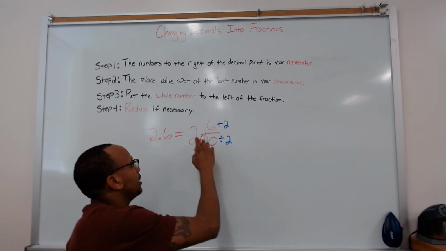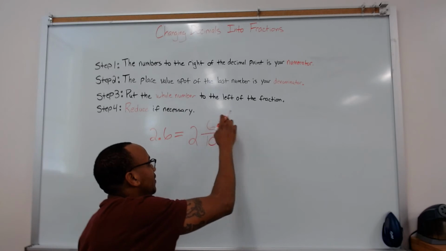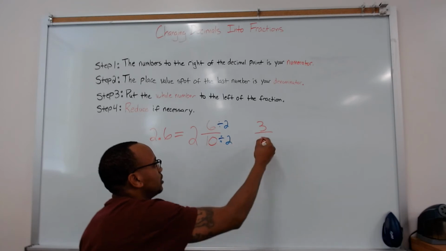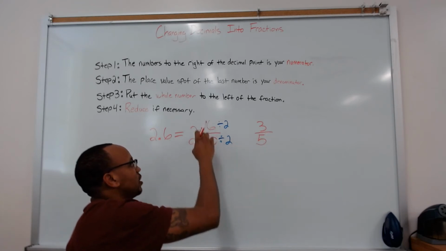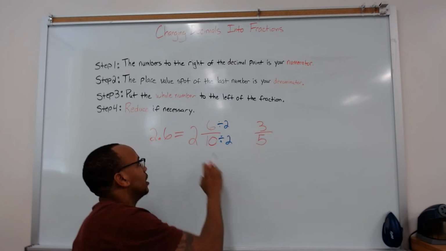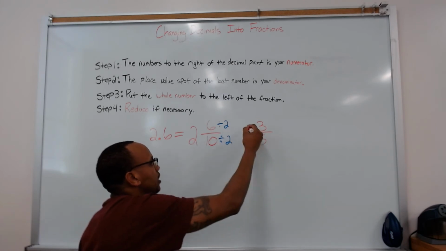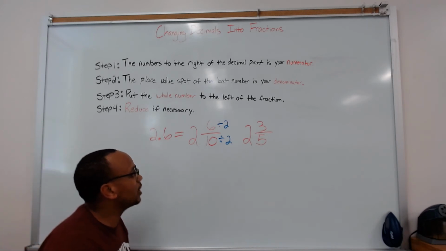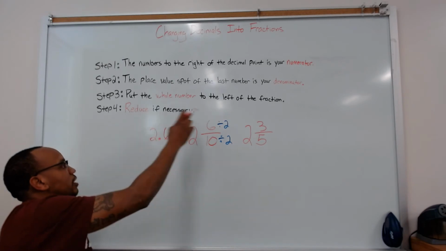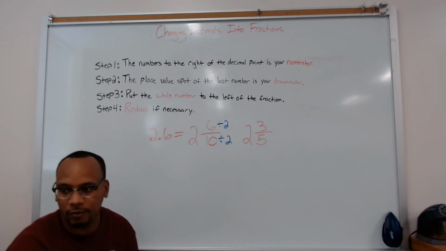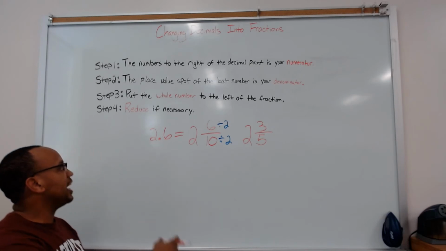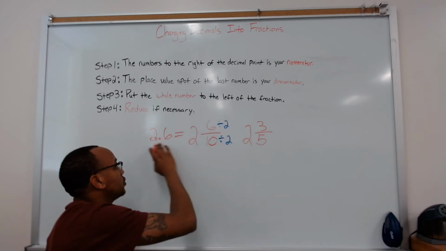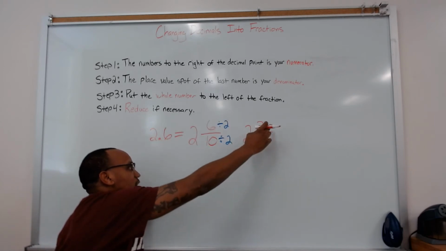So 2 and 6 over 10. Well, 6 divided by 2 is 3. 10 divided by 2 is 5. That means 6 over 10 reduces to 3/5. Then you can put the whole number in front of it again. This is the reduced answer: 2 and 3/5. You're only reducing the fraction. You're not touching the whole number. So that's 2 and 6/10, changing from a decimal into a fraction. 2 and 6/10 is the same thing as 2 and 3/5.